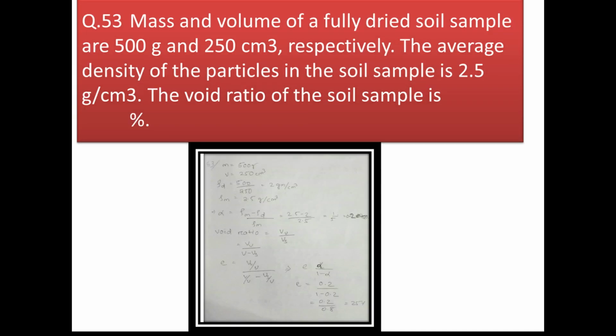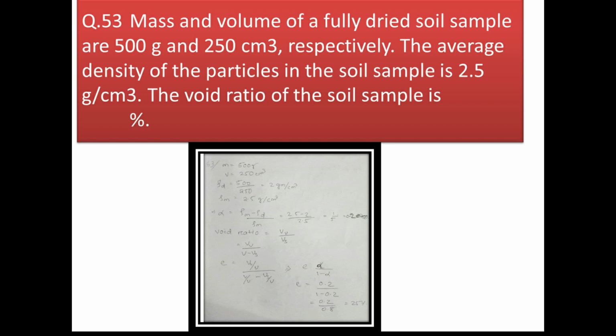Okay. Next question. The mass and volume of a fully dried soil sample are 500 gram and 250 centimeter cube respectively. The average density of the particles in the soil sample is 2.5 gram per cm cube. Then the void ratio of the soil sample is dash percentage. Now here we have been given the mass of the dried sample as 500 gram and the volume as 250 cm cube. That's why the density of the dried soil sample is mass by volume, that is 500 divided by 250, that is 2 gram per cm cube.